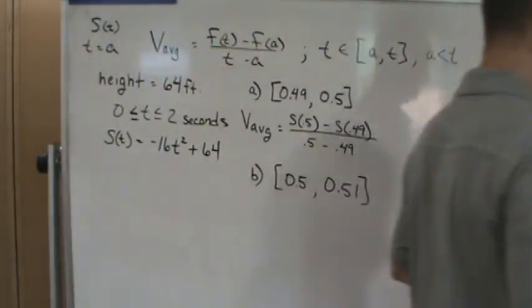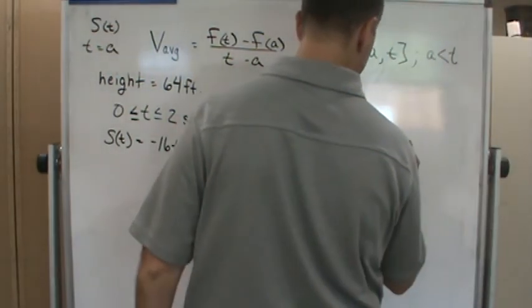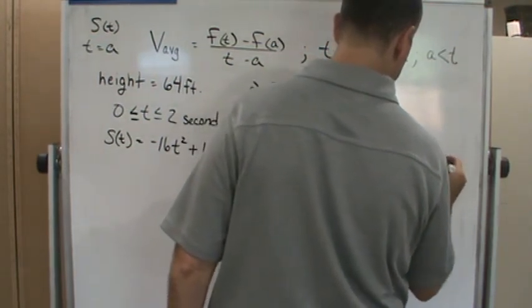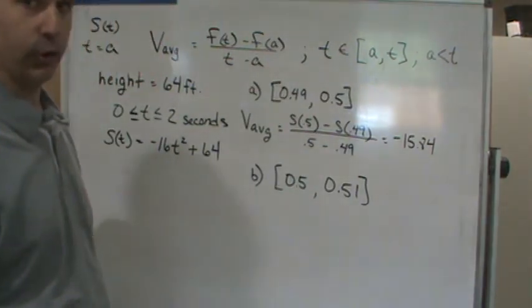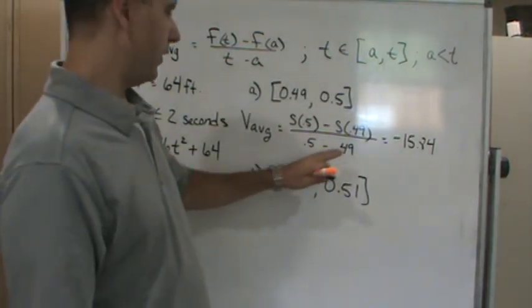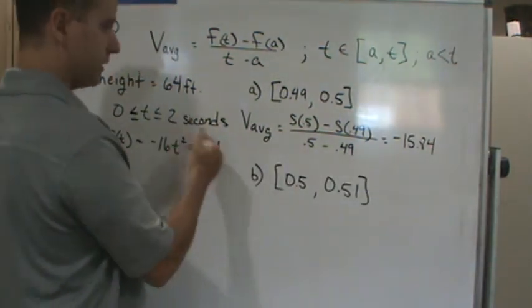So that's easy. So now, if we plug it into our calculator, what you should get is negative 15.84. Negative 15.84, okay? Double check that. Make sure you get the correct answer, okay? So this is the average velocity in what? Feet per second, right? Feet per second.